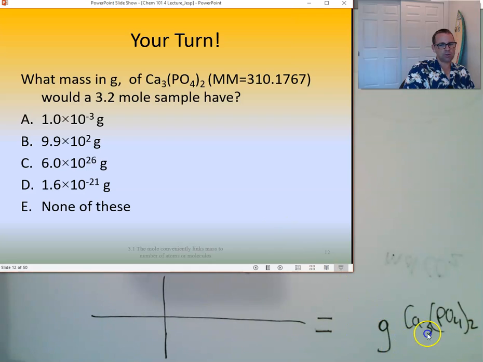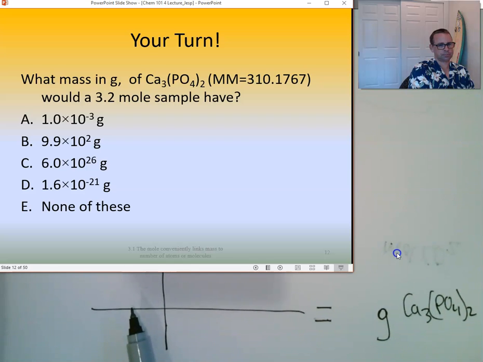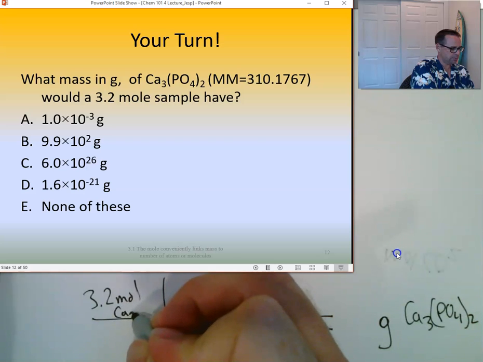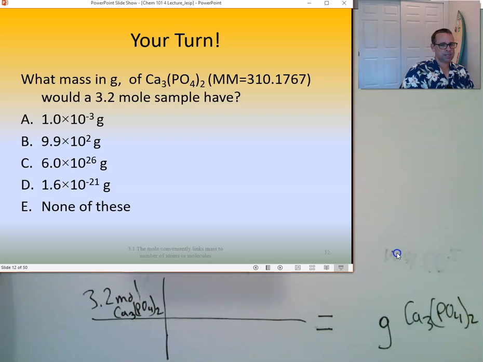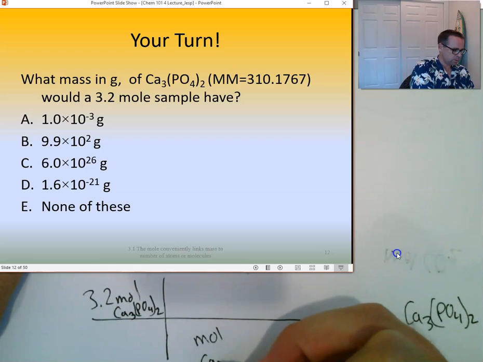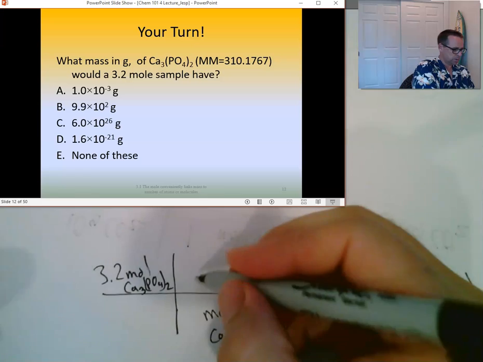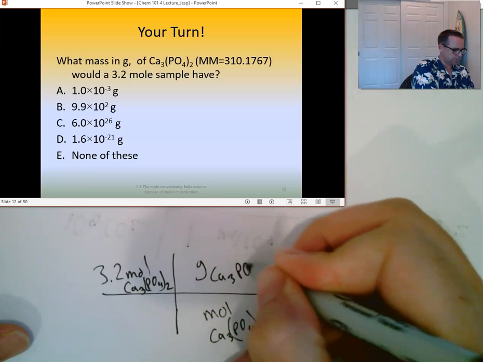Sometimes if you can't tell what you're after, or even if you write it down, a way to double check, especially if you have multiple choice like this, is to look and see what units they're providing. Then you know that's the units you want to the right of your equal sign. What's next? 3.2 mole of calcium phosphate. Very important to not be lazy and just write 3.2 moles, because that information helps you know what has to go down here. Grams of calcium phosphate.